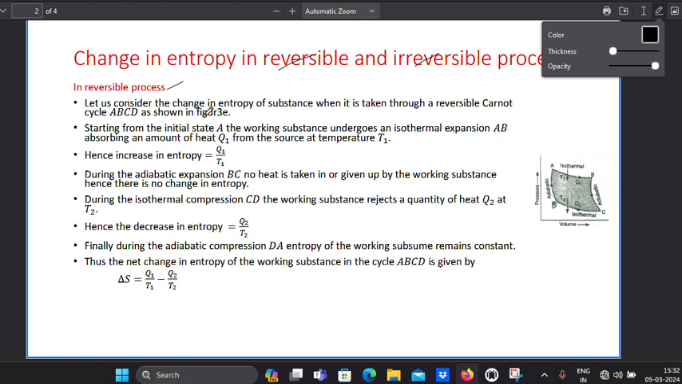Let us consider the change in entropy of a substance when it is taken through a reversible Carnot cycle ABCD, as shown in the figure. Starting from the initial state A, the working substance undergoes an isothermal expansion AB, absorbing an amount of heat Q1 from the source at a temperature T1.